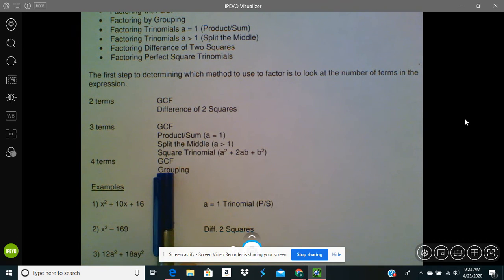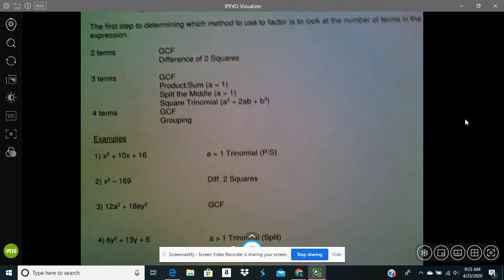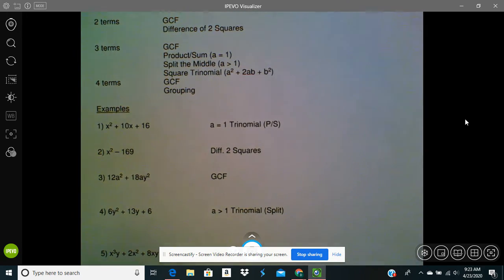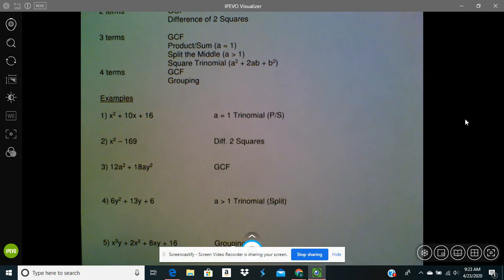And if there are 4 terms, of course, you take out the greatest common factor, and then you want to factor by grouping. So this is just sort of a review of everything we've done so far, and then we'll really jump into these in the back.